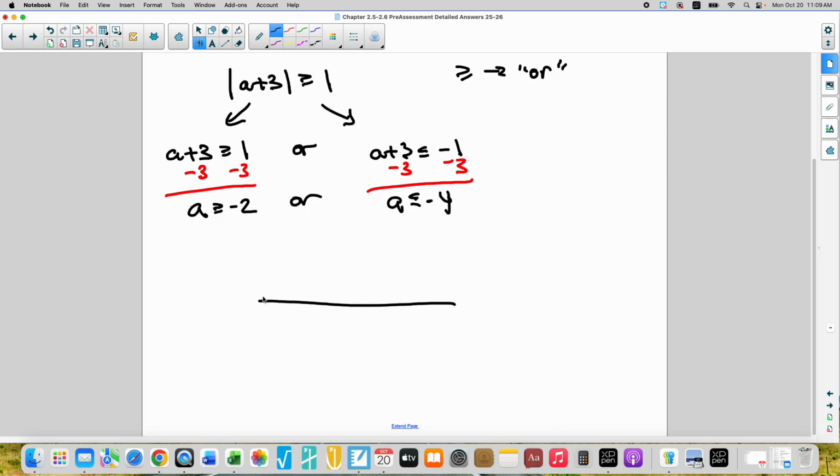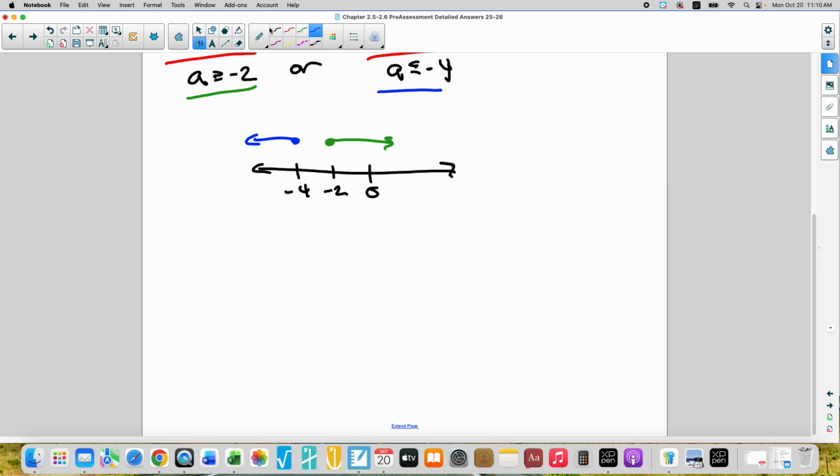Let's draw our number line. Our numbers are negative 4, negative 2, 0. Make sure you write your numbers in numerical order. A is greater than or equal to negative 2. That's a closed circle going greater than. This is closed circle going less than. It's an or statement, so we can have those wings. We need at least one. So my final answer is going to be closed circle with wings.